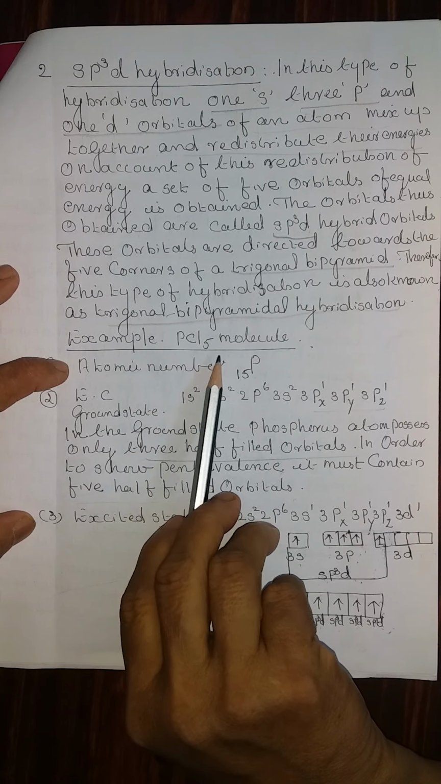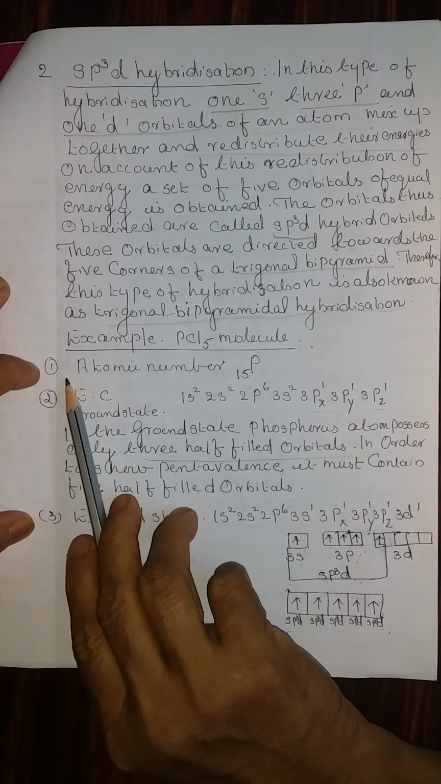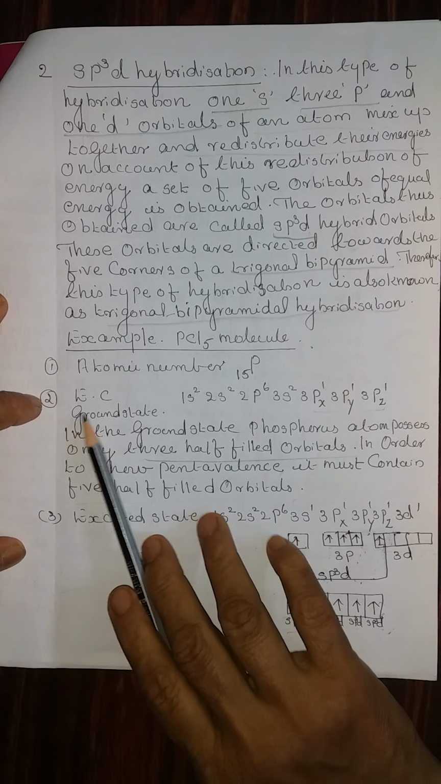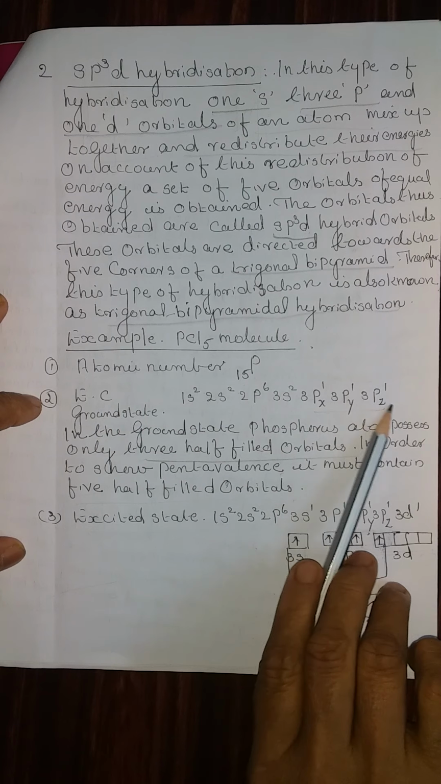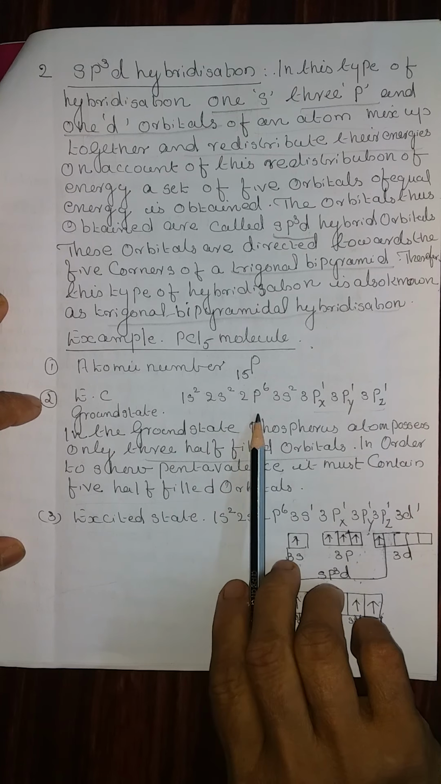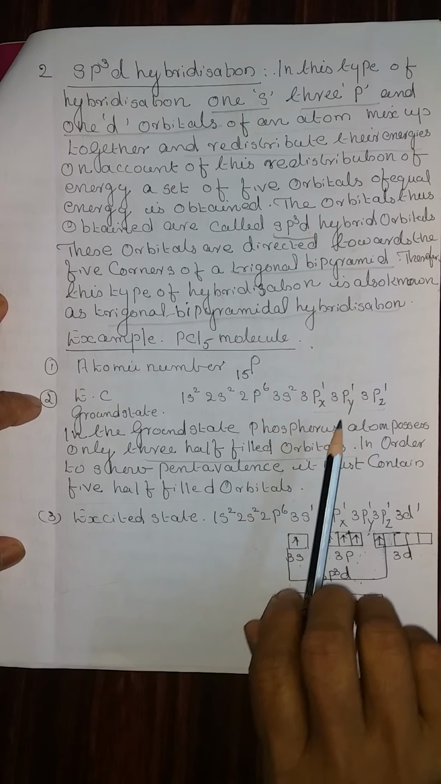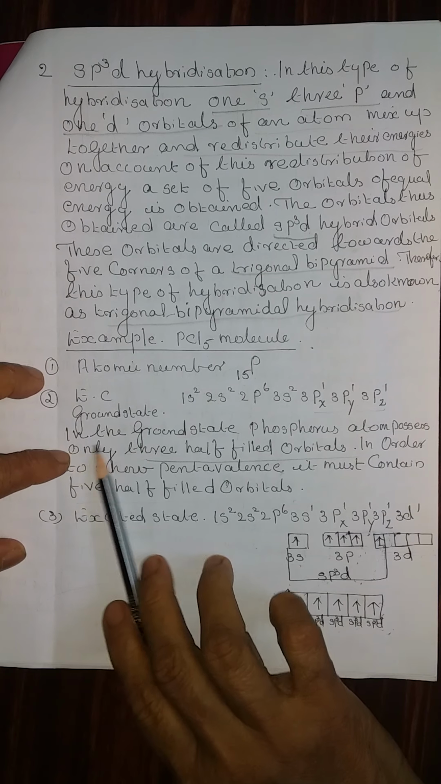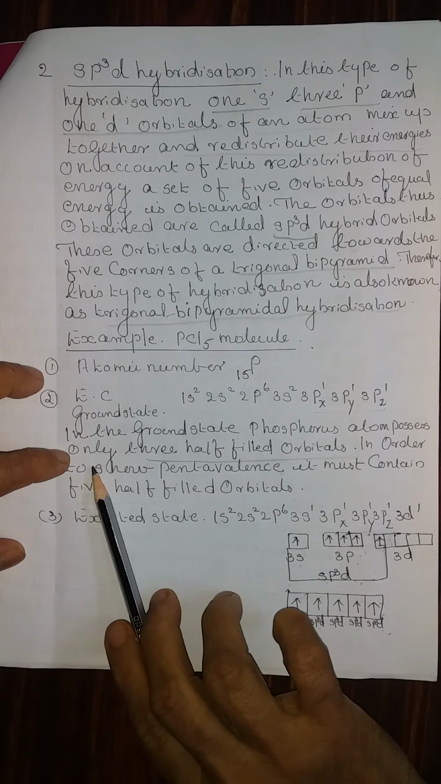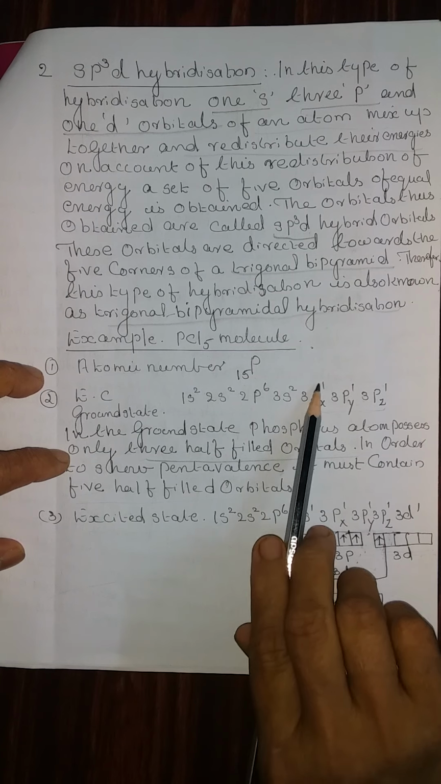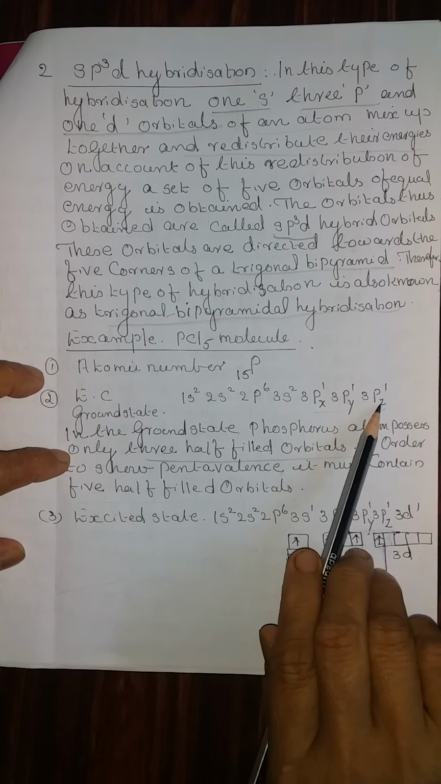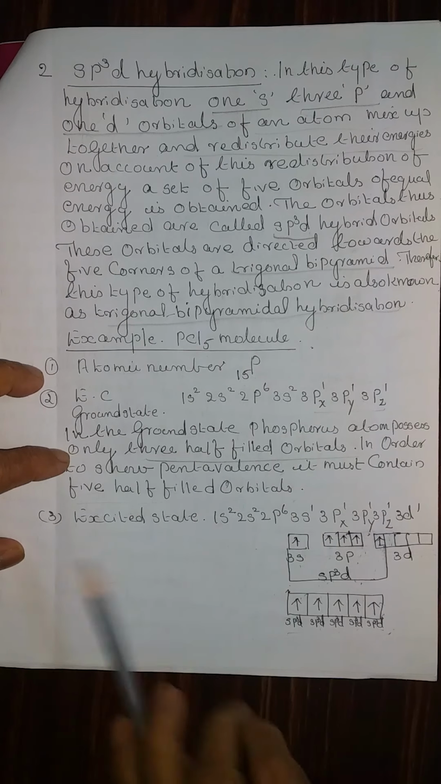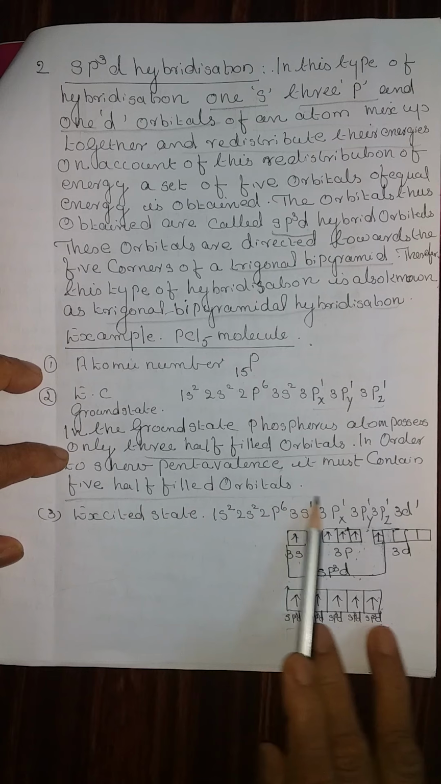Example: phosphorus pentachloride molecule. First step, atomic number of phosphorus is 15. Second, electronic configuration by Aufbau principle: 1s2, 2s2, 2p6, 3s2, 3px1, 3py1, 3pz1. Then, in the ground state, the phosphorus atom has only 3 half-filled orbitals, that is 3px1, 3py1 and 3pz1. And to show the pentavalence, it must contain 5 half-filled orbitals.